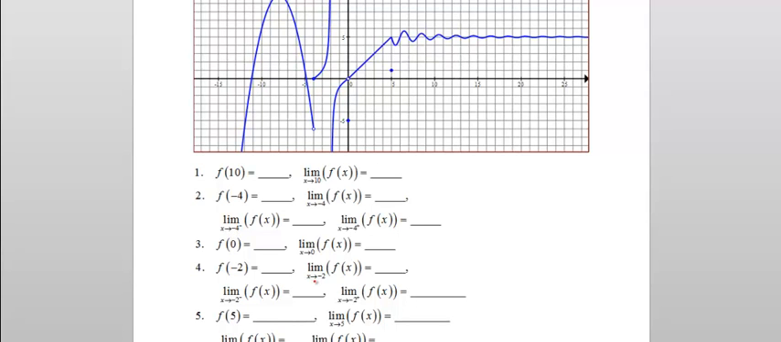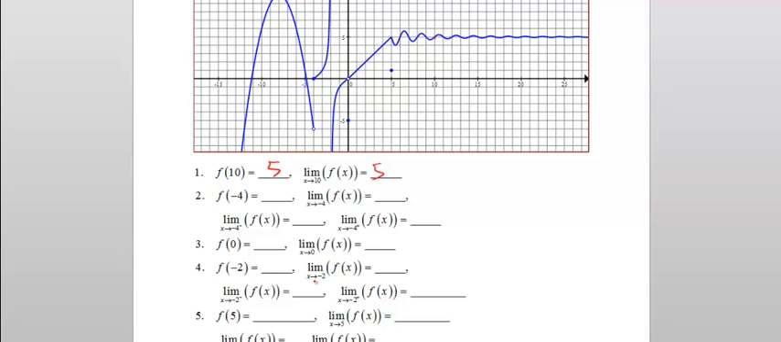Okay, let's take a look at this. It looks like the limit as x goes to 10 is actually 5, because there's a point there at (10, 5) on the graph, and the limit is 5 because it's getting closer and closer to that point, and the y value is also 5. So that limit is 5 either way. So we have a continuous point there.